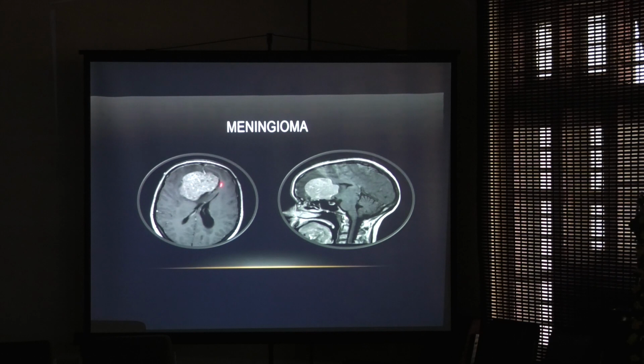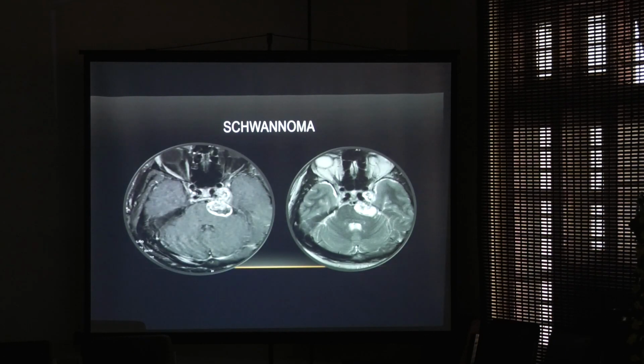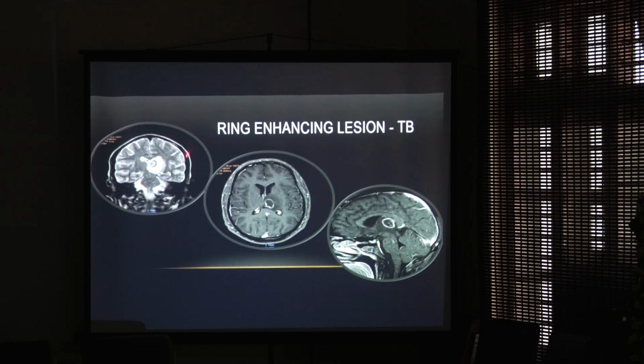Here we can see a large meningioma along the falx cerebri with significant mass effect. Schwannomas, cranial nerve schwannomas: this is a case of a fifth nerve schwannoma occurring in the left CP angle. Here is a peripherally enhancing, ring enhancing lesion in the left thalamus, which proved to be a tuberculoma with surrounding edema.